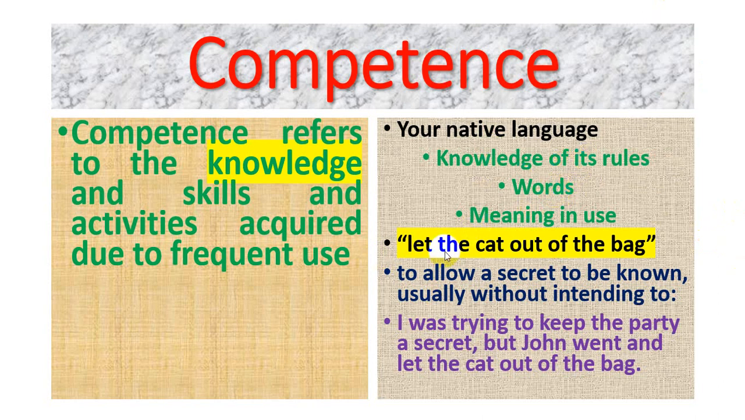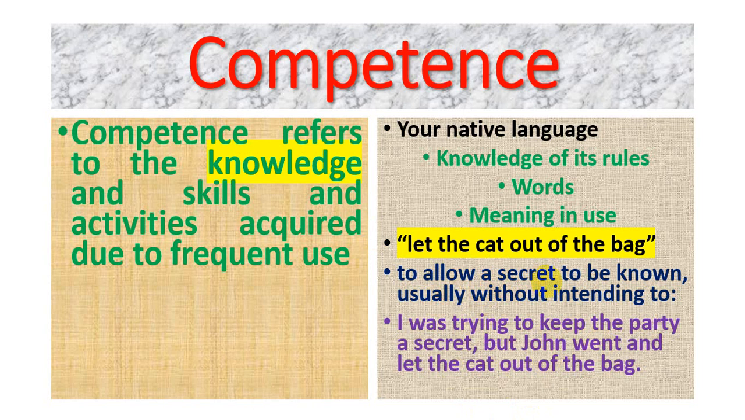For example, take this English idiom: let the cat out of the bag. If you have a good linguistic competence of English, you will be able to detect its meaning. Here we have this structure in an example: I was trying to keep the party a secret, but John went and let the cat out of the bag. Here it means to allow something that is unknown to be known, usually without intending to do so.